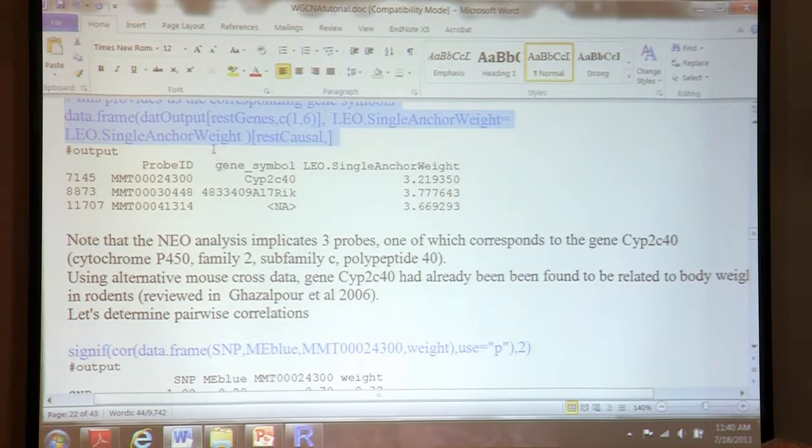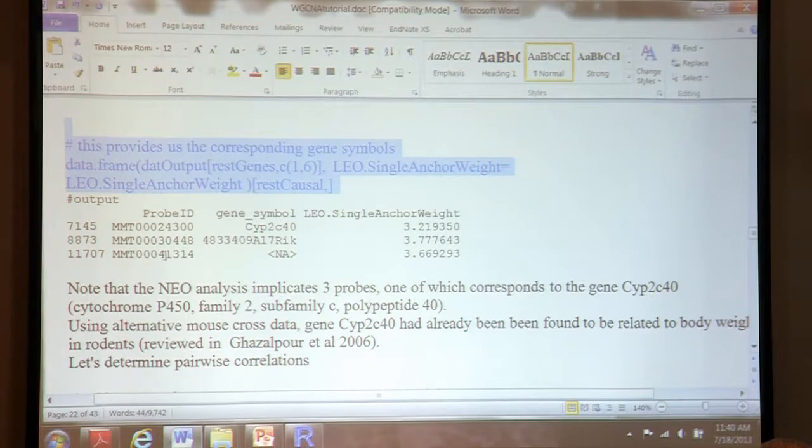But to already tell you, we then focused on 3 genes that have a LEO score larger than 3. Remember, this is on a log scale with base 10, so it's 10 to the 3. So if one of these genes is implicated, for example, this gene, which is cytochrome P450 family 2, for this gene there's strong evidence that it causally affects mouse body weight, meaning this causal model fits 1,000 times better than any of the 4 alternative models.